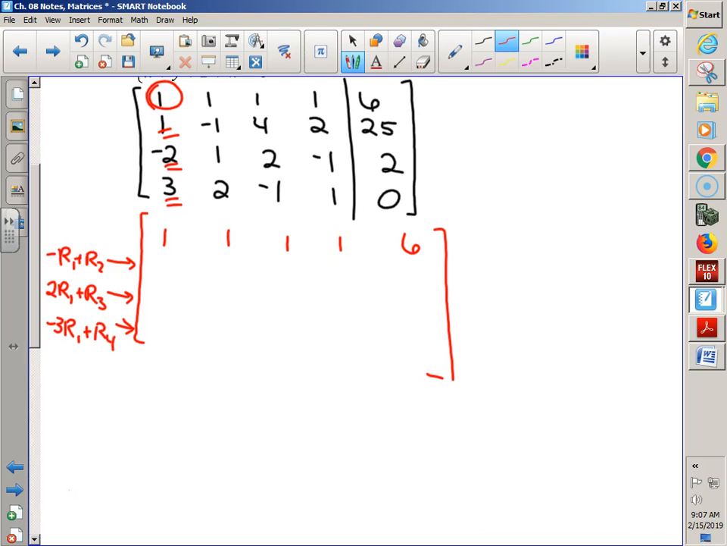So starting off here, if I multiply by a negative 1, negative 1 plus 1, 0. Booyah. Remember, we have to multiply every entry in row 1 by that coefficient and then add. So negative times 1 is negative 1 minus 1 is negative 2. Negative times 1, negative 1 plus 4 is 3. Negative times 1 is negative 1 plus 2 is 1. Negative 6 plus 25 is 19. Pause. Questions about my row 2?